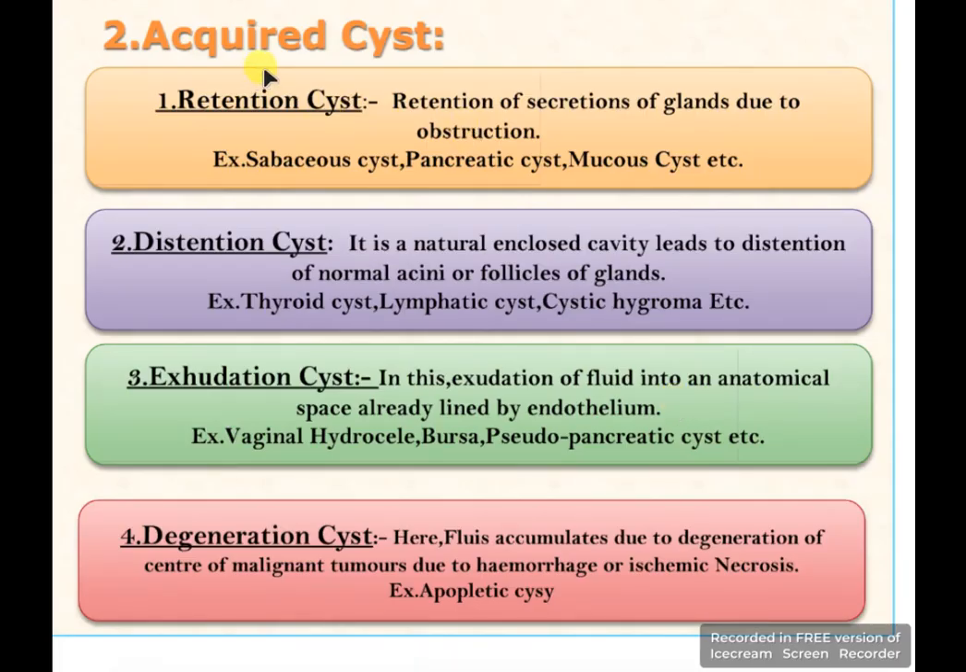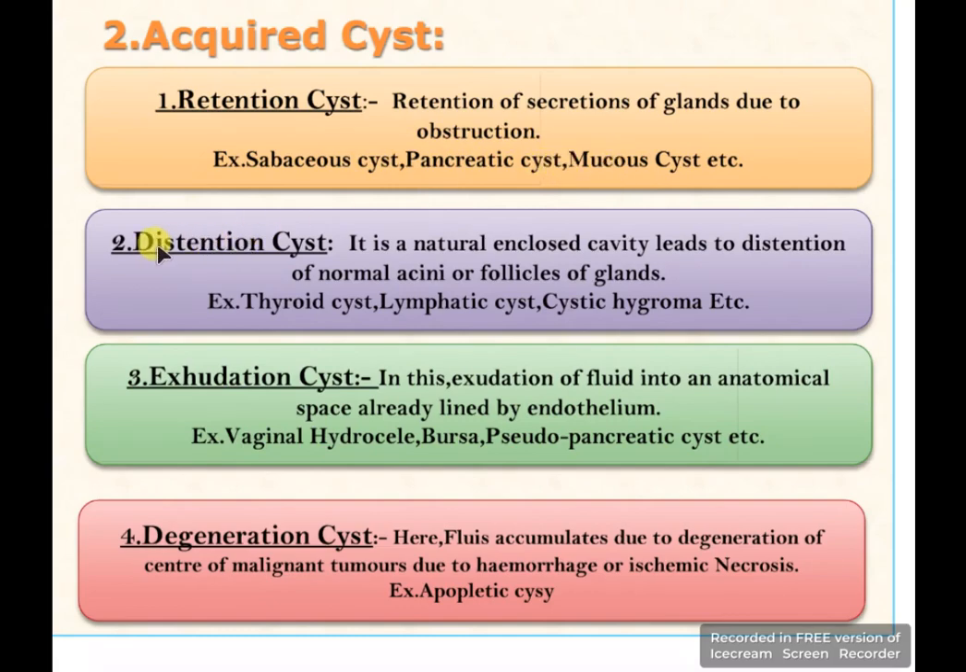Here is the second type, acquired cyst, and we're looking at a few examples and types of it. First is retention cyst. What happens in retention cyst? They're the secretions of glands which are getting obstructed due to any obstruction in the glandular outlet. For example, sebaceous cyst, pancreatic cyst, mucus cyst.